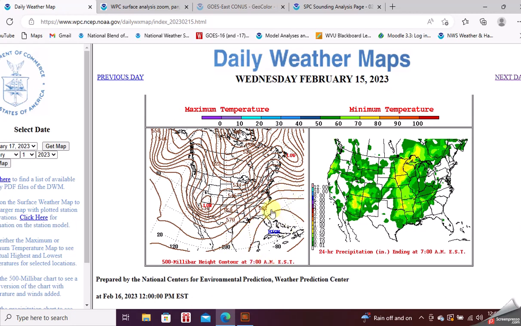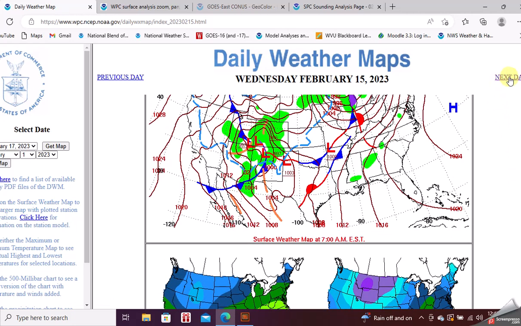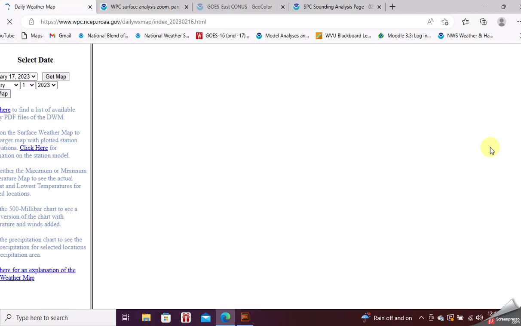Oh yeah, you notice you have a big high pressure sitting here. This is forming a jet stream that's going from southwest to northeast. Notice it's not penetrating too far to the southeast yet. Well, let's move to the next day. And this will be Thursday.